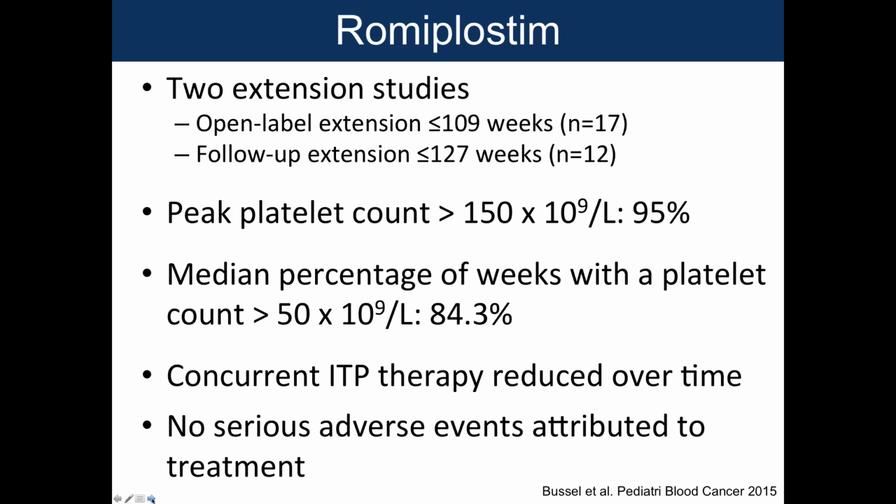This was followed up by an open label and a follow-up extension study, and in these two studies, the peak platelet count greater than 150,000 was used as the primary outcome, and this was seen in 95% of patients. The median percentage of weeks that the patient had a platelet count greater than 50,000 was for 84% of the visits. And concurrent ITP therapy was greatly reduced over time in patients, and there were no serious adverse events that were again attributed to treatment.